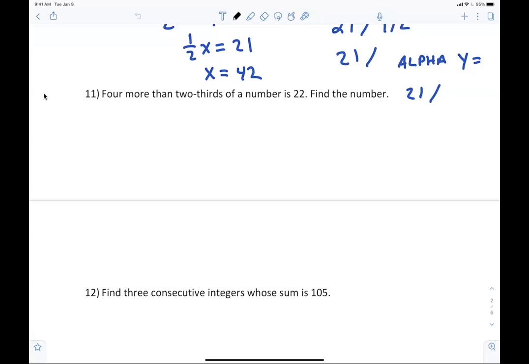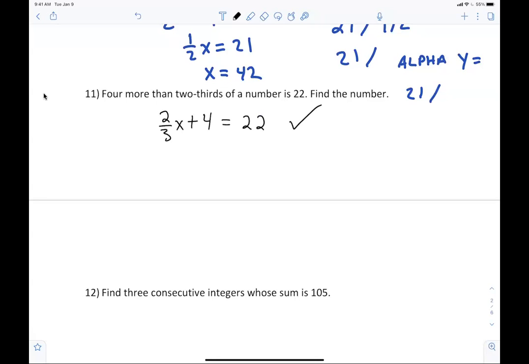Okay, so first of all, number 11, 4 more than means plus 4. 2/3 of a number. And that, of course, is equal to 22, right? That's what you should have written down. All right, if you got that written down, that's probably worth half.